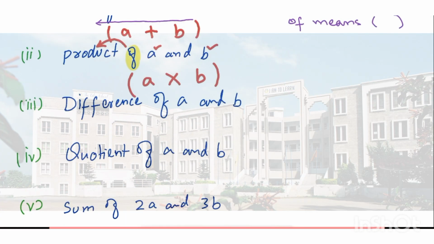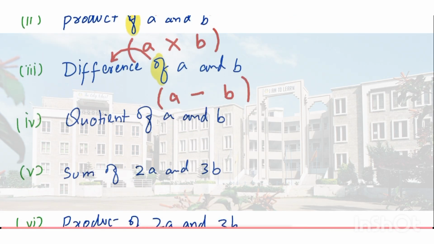Similarly, the third statement again has of. So we'll be replacing of with bracket sign, and there are two variables. So we are putting two variables A and B. And what to do with these two variables? The word before of describes this. This is the difference. So it means we have to subtract.